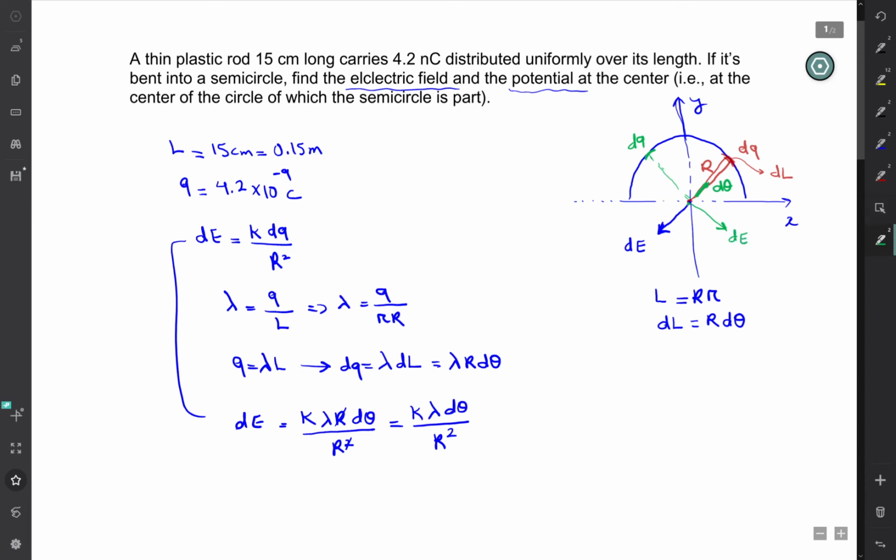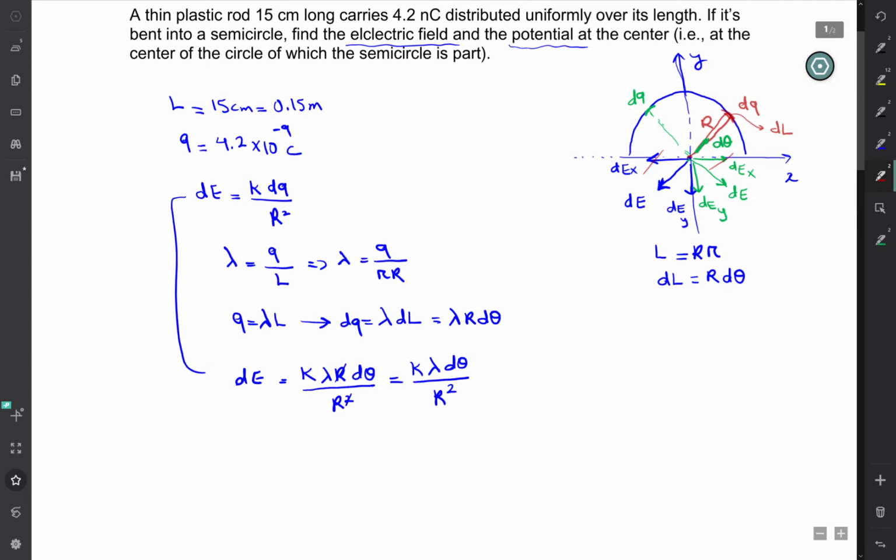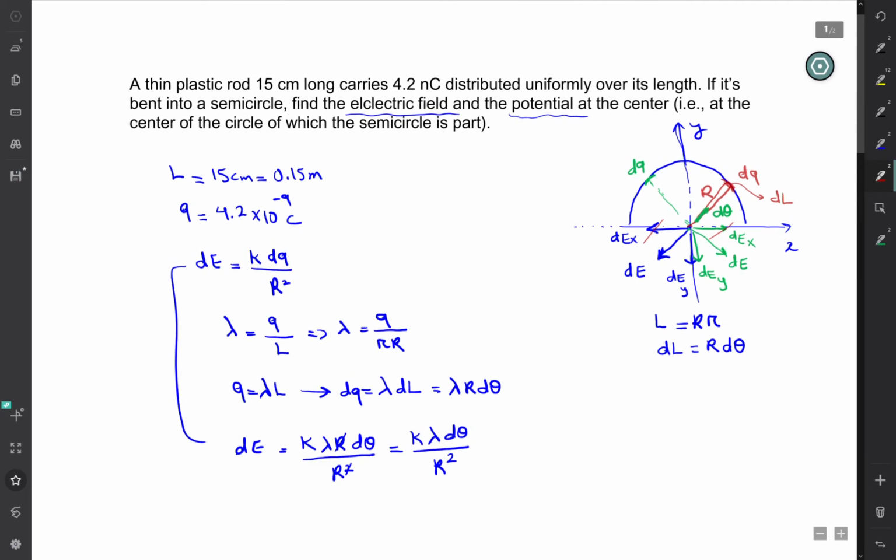So now if you break up each electric field into x and y components, I'm going to break up this dE into dEx and dEy. I'm going to do the same thing with the other dE. I'm going to break that one into dEx and dEy. You guys see that the x components of the electric field kind of cancel out each other, so you don't have to deal with the x component. So can I figure out the y component? Of course I can figure out the y component.